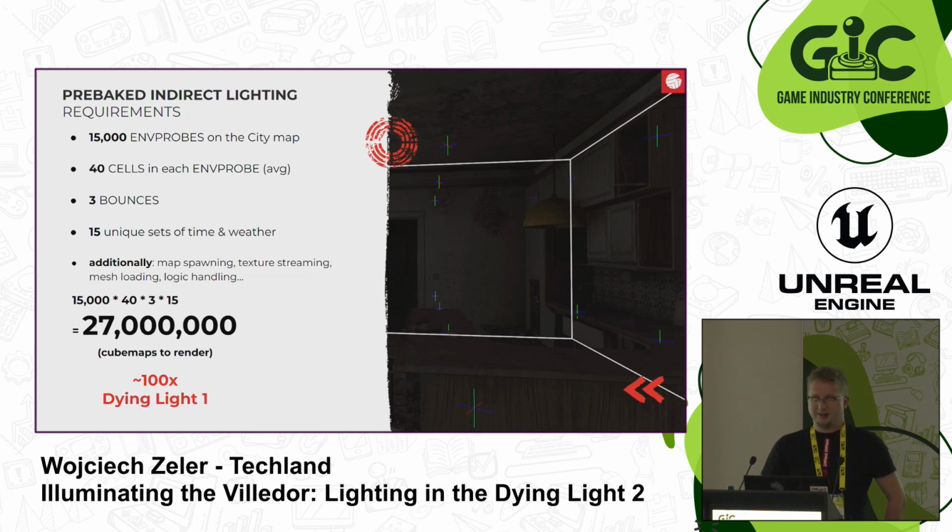And while Dying Light 1 needed around 6 to 10 hours for generation of all its 5,000 N probes, in Dying Light 2 we had around 500,000 to 600,000 cells. That's 100 times more calculations. In total, it makes around 27 million cubes to generate and transform to spherical harmonics. And we estimated that we'd need around 1 month for each indirect lighting rebuild in Dying Light 2.